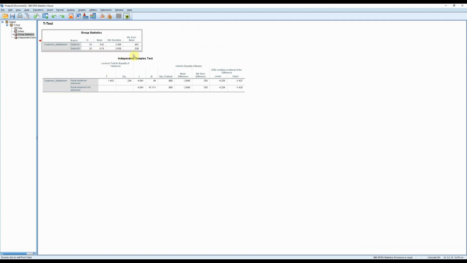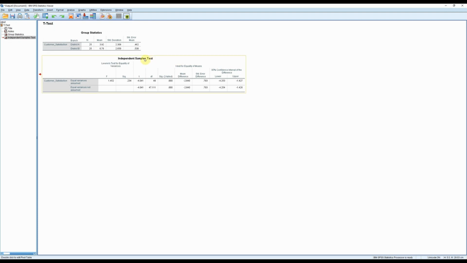In the first table you have some descriptives. Here the mean and standard deviation are probably of the highest interest. You can already see that the branch in district A has a lower mean satisfaction level than district B.